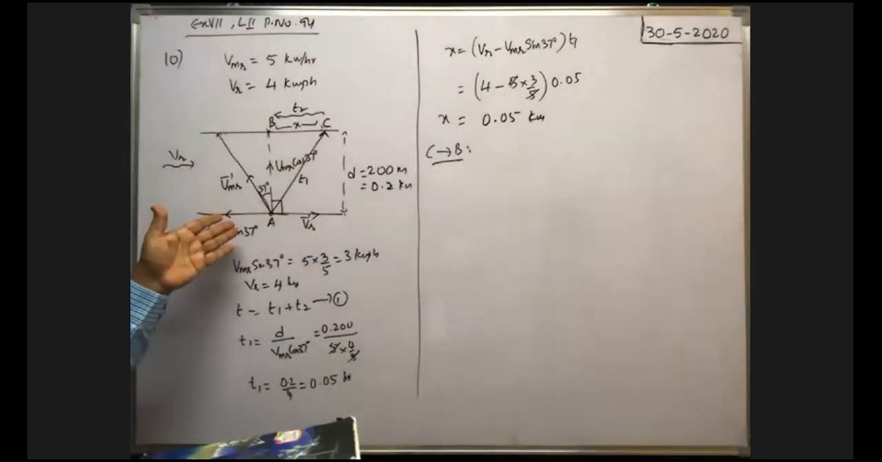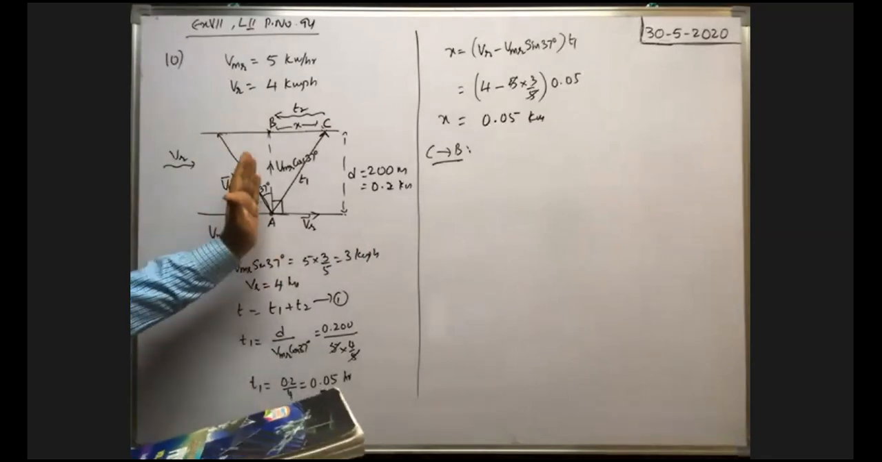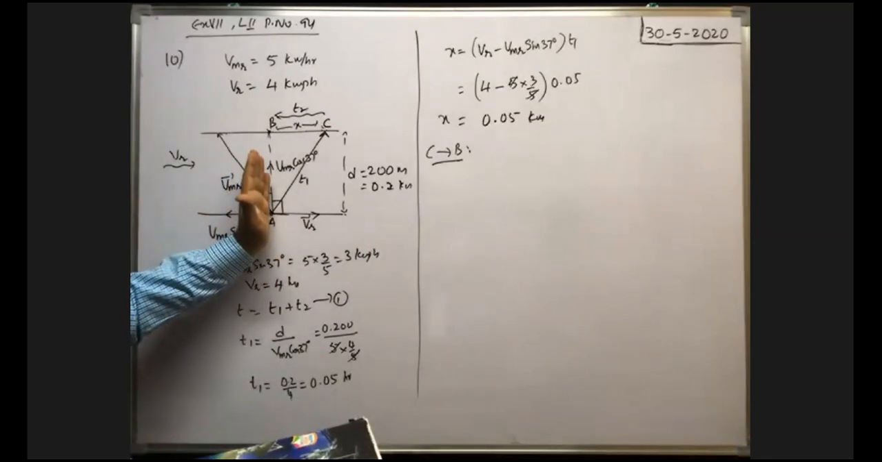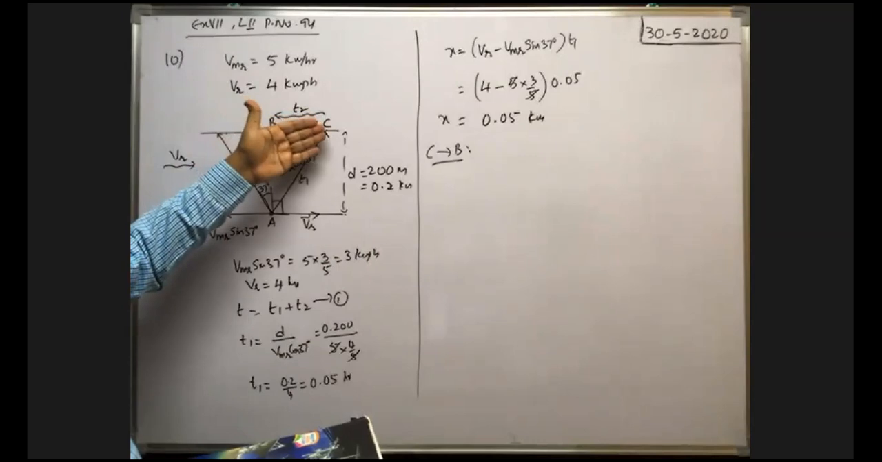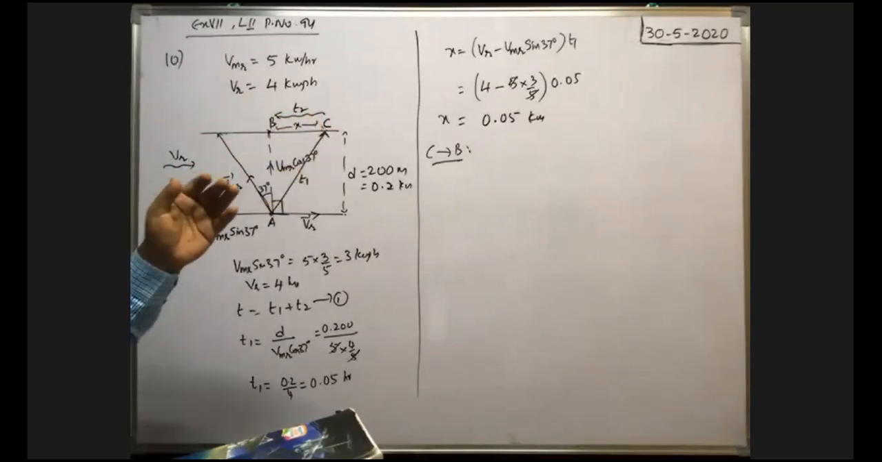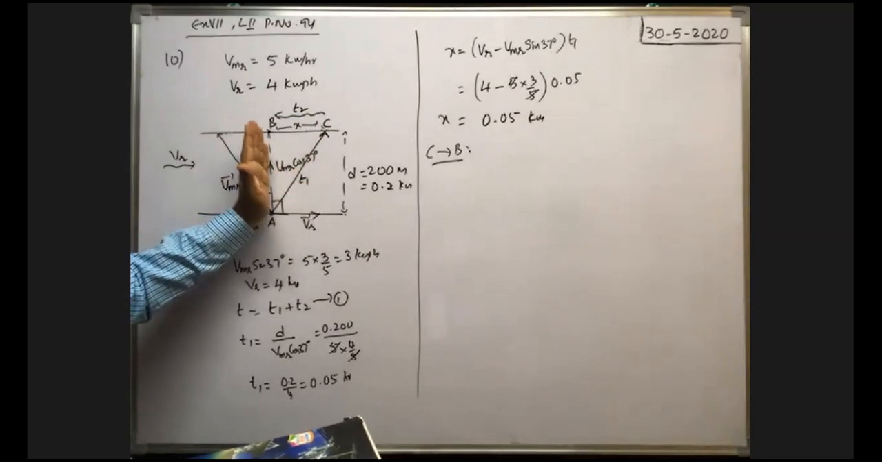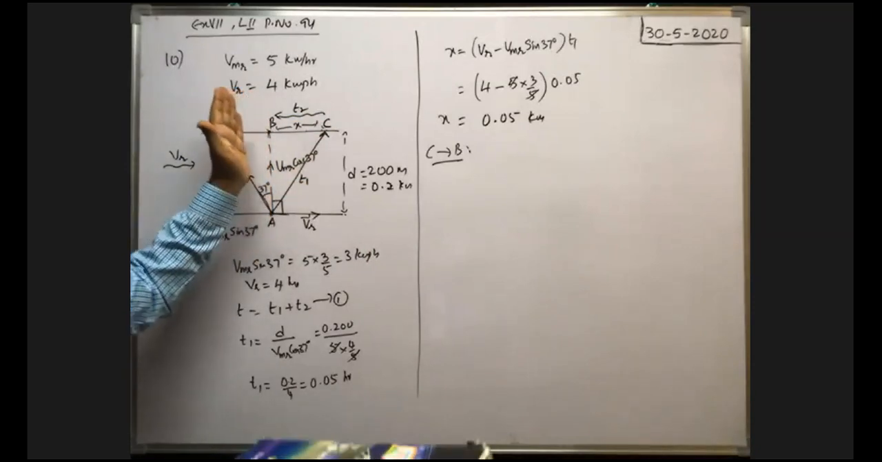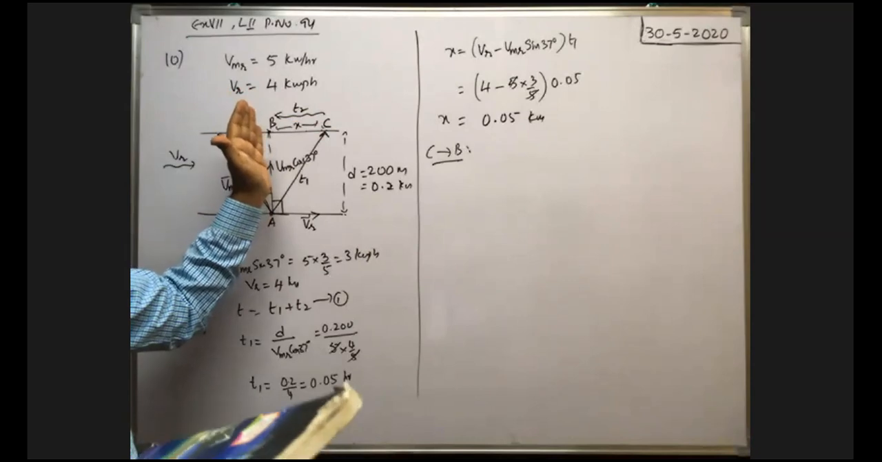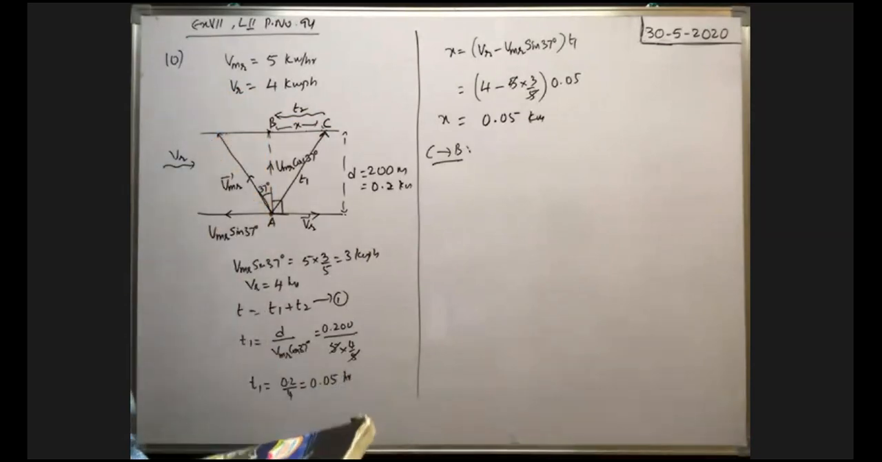Already here I clarified to him. Whenever the man travels across the river along the shortest path in the shortest time, the man has to move in a direction perpendicular to the direction of river flow. That means in this direction. In such a case, whatever formula we got applies, but not in this case.